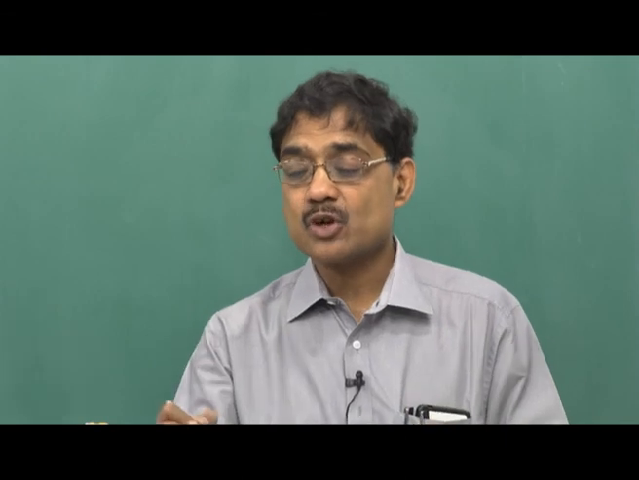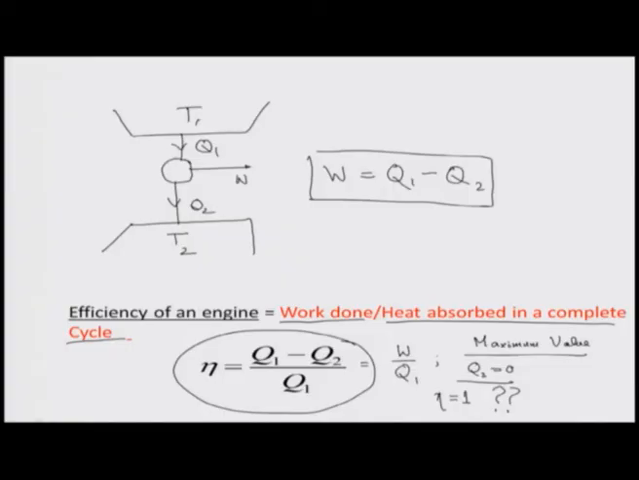So, the system absorbs heat Q1 and converts it to work. Then the efficiency will be unity, and that is a fantastic situation. The amount of heat I supplied is entirely converted to the work done. The question is, is it possible to construct an engine whose efficiency is perfectly 1? We will come to the answer to this question very shortly.